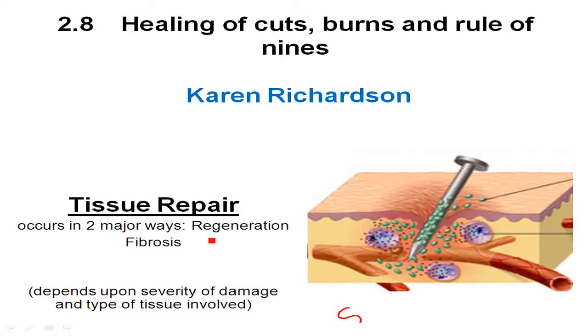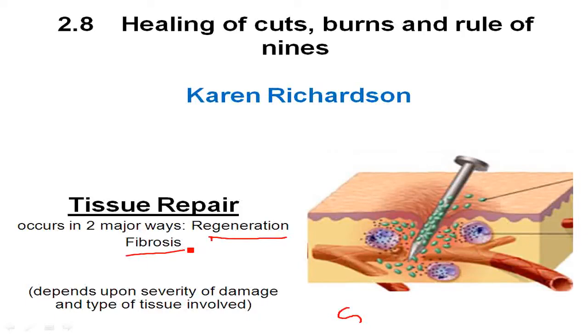this. We have regeneration, which means that we literally replace the tissue with the exact same kind of tissue. And we also have fibrosis, which is the replacement of damaged tissue by connective tissue that's high in collagen fibers. And most of us would think of that as scar tissue.